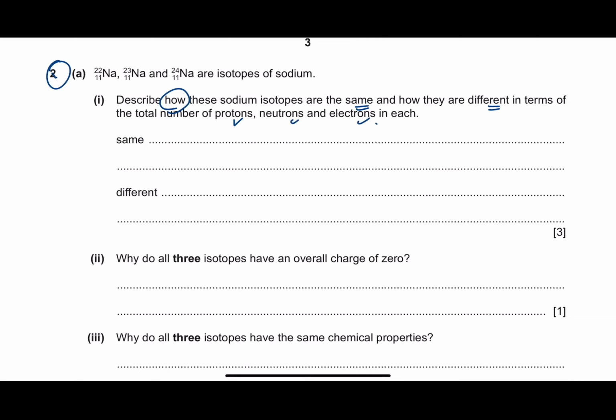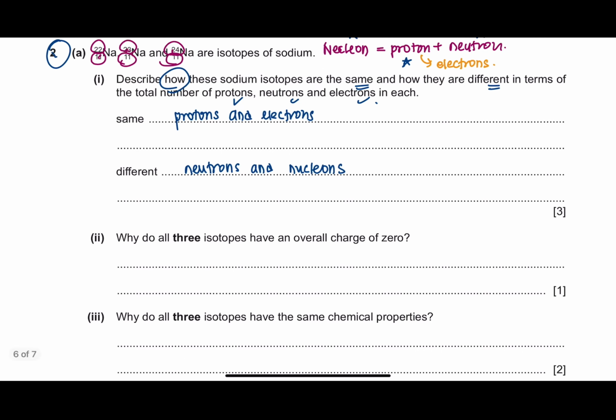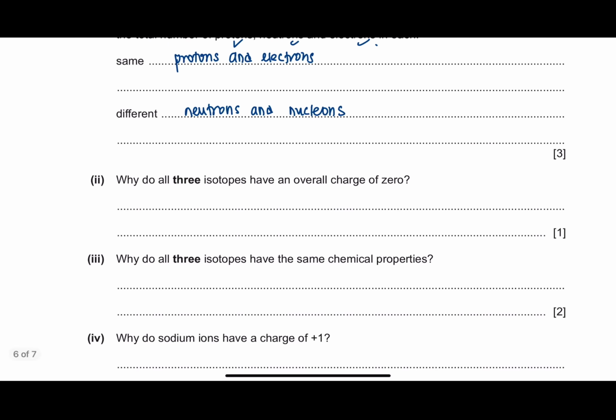So as you can see on the diagram here, they have the same number of protons. However, they have different nucleon numbers, and nucleon numbers are the number of protons added up to the number of neutrons. This means that they have the same proton number, however different nucleon and neutron numbers. Now, since they are all atoms, the number of protons is the same as the number of electrons. So your answer would be same protons and electrons, however different neutrons and nucleons.